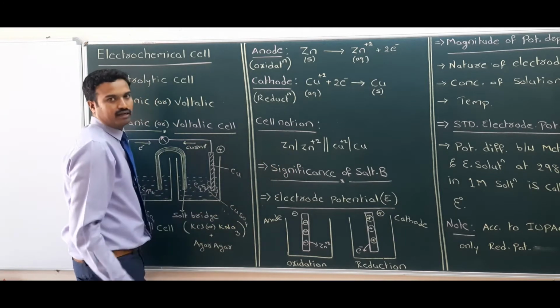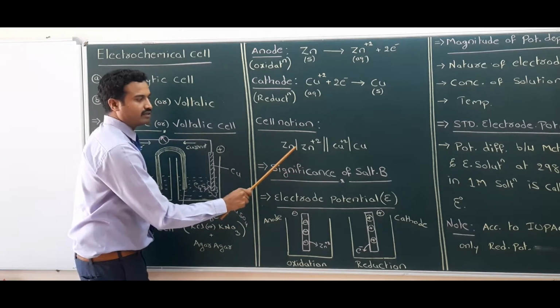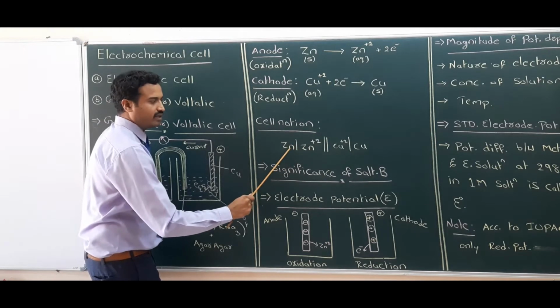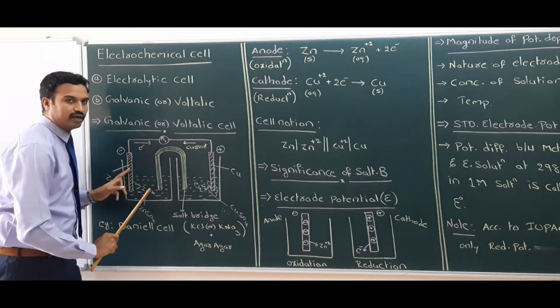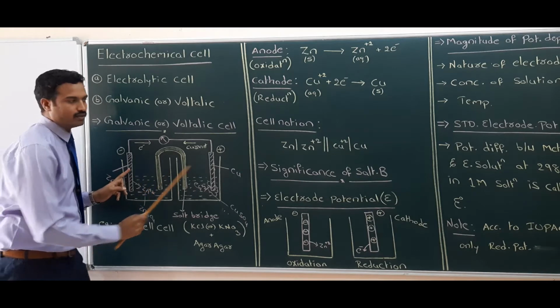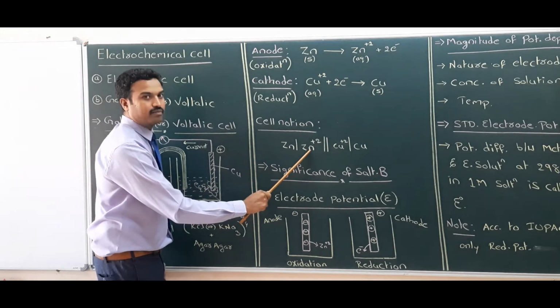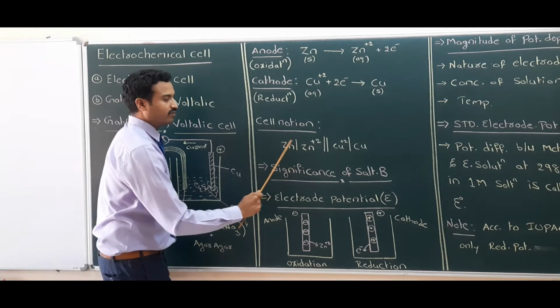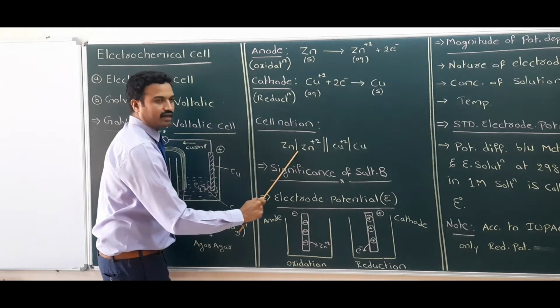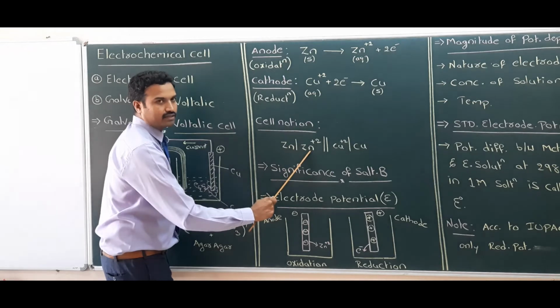Single vertical line. The single vertical line represents the differentiation between the electrode and the electrolytic solution. Electrode is a solid substance. Electrolytic solution contains Zn+2. So to differentiate both, we use a single vertical line. This is the electrode, and this is the electrolytic solution.